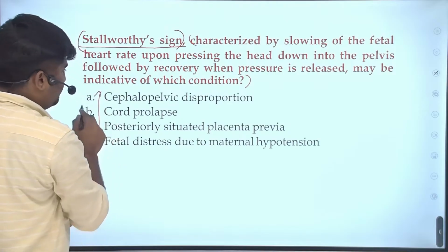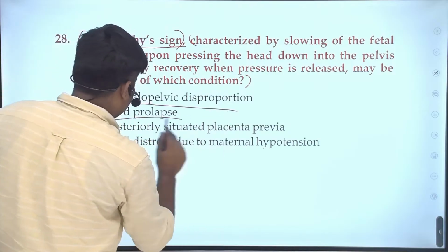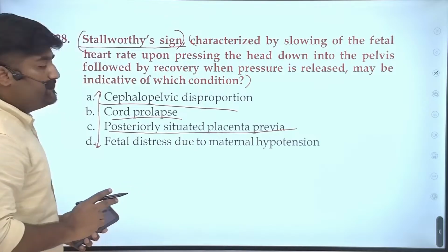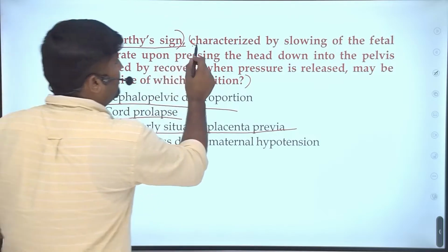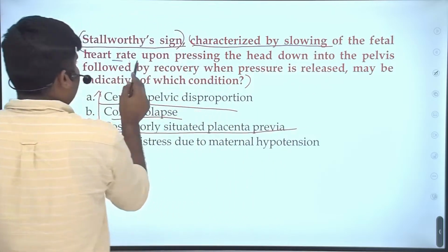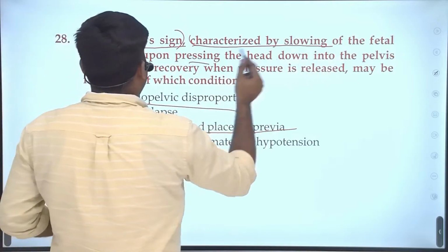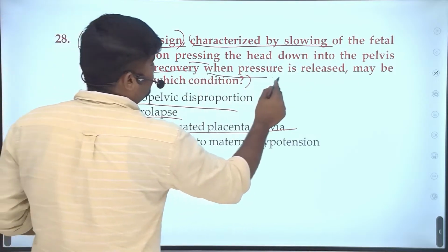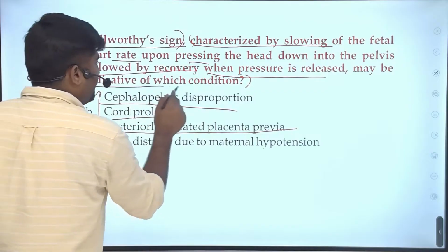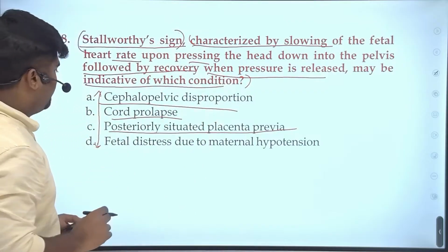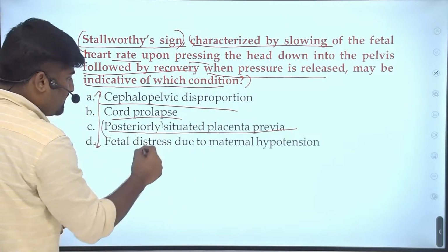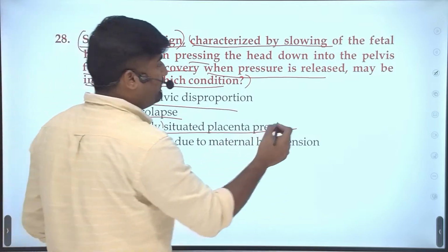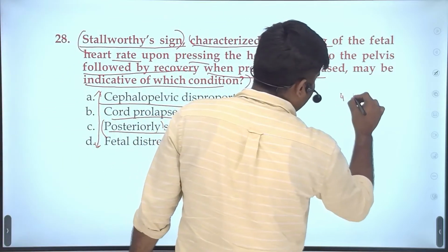If it persists, correlating with any other condition, you just see that is characterized by slowing of the fetal heart rate upon pressing the fetal head down in the pelvis, followed by recovery when pressure is released. May be indicative of which condition they are asking. So there are two types. Okay, there are 4 types of placenta previa.